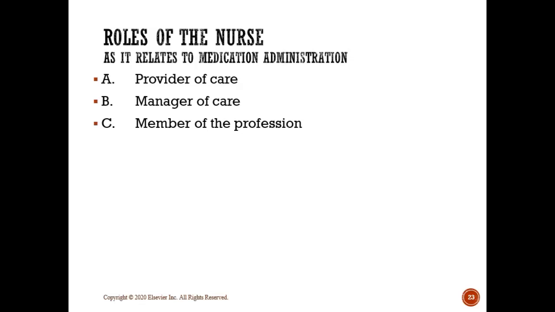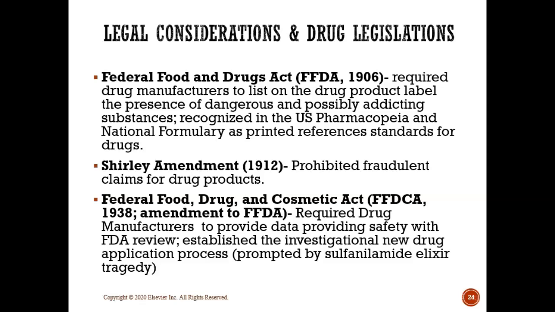Now let's move on to legal considerations and drug legislations. So first would be your Federal Food and Drug Act, which basically required drug manufacturers to list on the drug product label, and let the consumers know if there were any dangerous or addicting substances included in that product. So it's recognized in the U.S. Pharmacopoeia and National Formulary as printed reference standards for drugs.